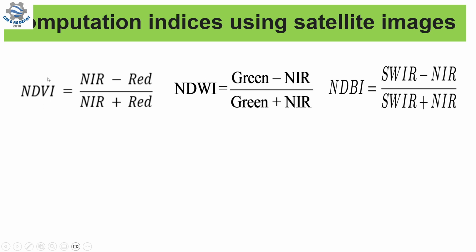I already mentioned this in our first and second class. NDWI means normalized difference water index. NDBI means normalized difference built up index. The NDWI equation is green band minus near infrared band divided by green band plus near infrared band. The NDBI formula is short wave infrared band minus near infrared band divided by short wave infrared band plus near infrared band. So these are our equations of NDVI, NDWI and also NDBI.